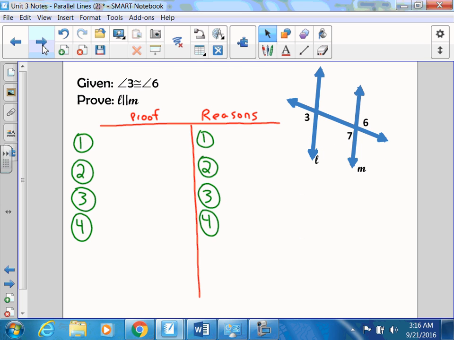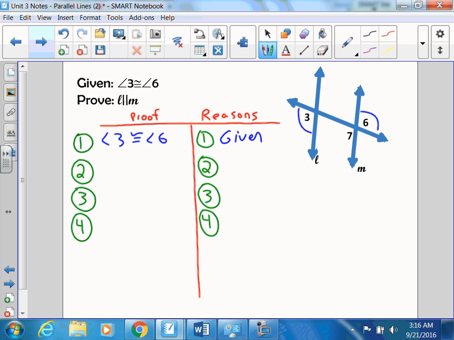All right, next proof we have here, we know that angle 3 and angle 6 are congruent. So that's the first thing we're going to state here. Angle 3 is congruent to angle 6. That's given. We're trying to prove the lines parallel. And we know that angle 3 and angle 6 are congruent. So right now I can say that angle 6 is congruent to angle 7. Okay, because they're vertical angles. So you get the vertical angle congruence theorem.